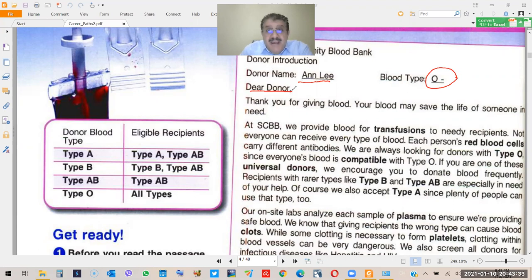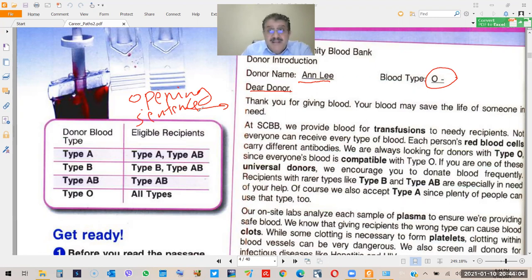Dear donor, thank you for giving blood. Your blood may save the life of someone in need. Of course, this is the opening sentence in the letter. And always in the opening sentences, it's like a greeting, like saying salamu alaikum, how are you, how are things. So now they are thanking him for blood donation.